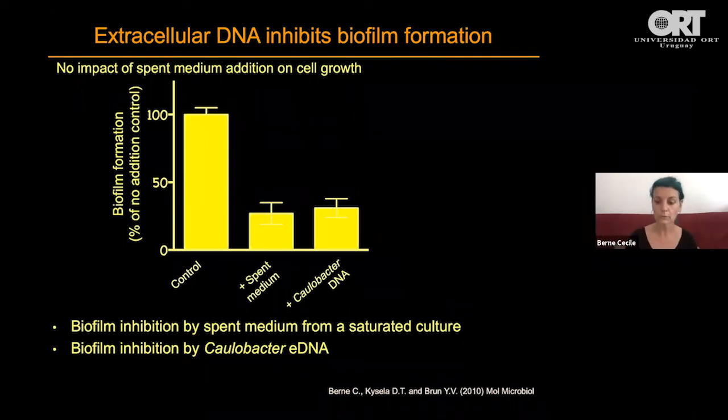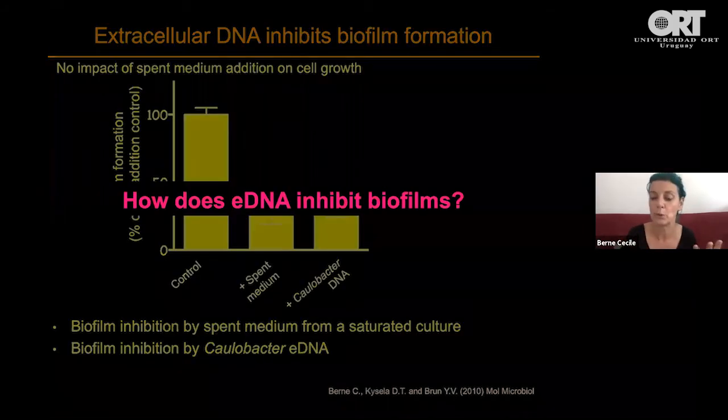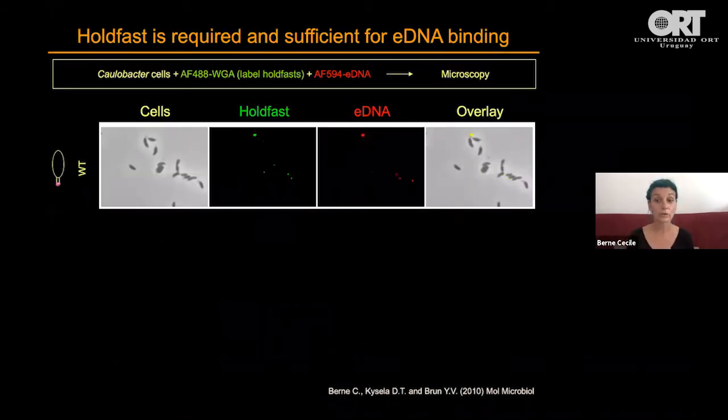So we know now that extracellular DNA excreted by Caulobacter is able to trigger cell dispersal, but we wanted to know how it worked. For that, as I told you before, adhesion in Caulobacter is performed by holdfast. So what we did, we took some cells by microscopy. We can label holdfast using a fluorescent lectin that will specifically bind to some sugar present in the holdfast. So you can see holdfast here in green.